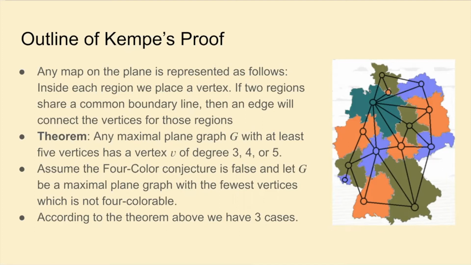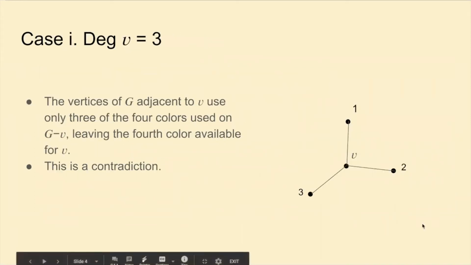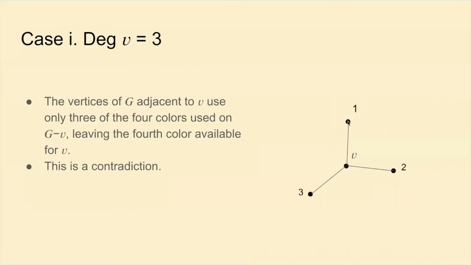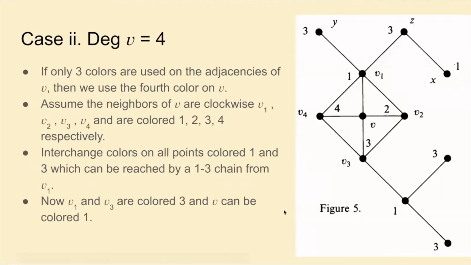Assume the four-color theorem is false and let G be a maximal plane graph with the fewest vertices, which is not four-colorable. According to the theorem above, we have three cases. Case 1, degree V equals 3. The vertices of G adjacent to V use only 3 of the 4 colors used on G minus V, leaving the fourth color available for V. This is a contradiction.